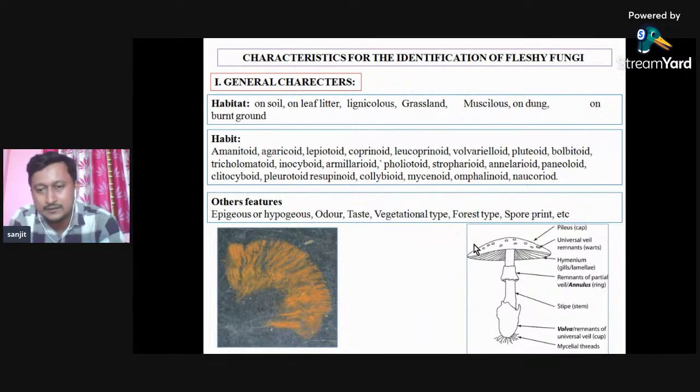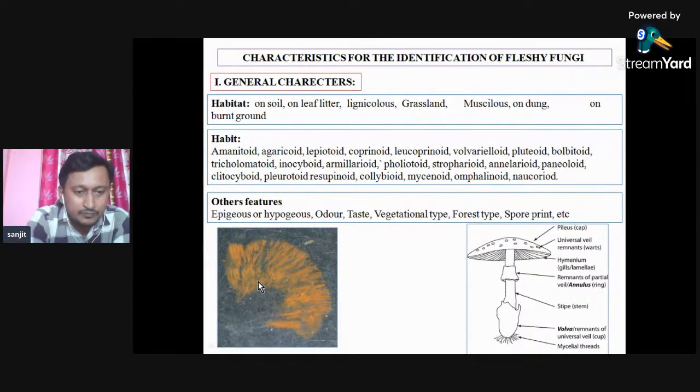Another character is the spore print. It is one of the most important characters for mushroom identification. A spore print means the color of the spores. These are the important characters for the morphological identification. This slide shows the orange or yellowish type of spore print of a mushroom. And this figure shows the different parts of a mushroom like pileus or cap, universal veil, hymenium, that is gills or lamellae, annulus or ring. This is the annulus or ring.